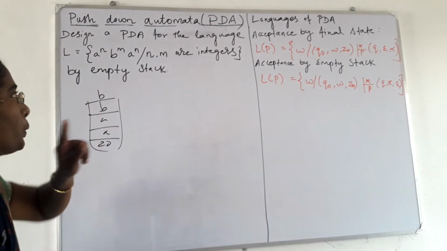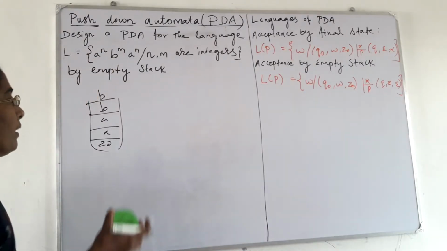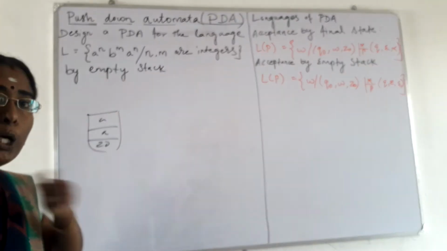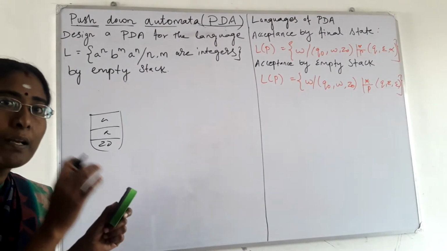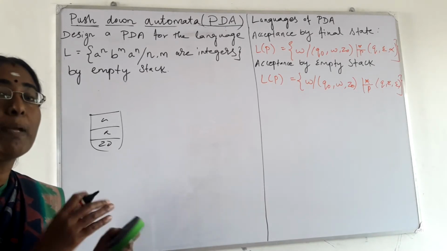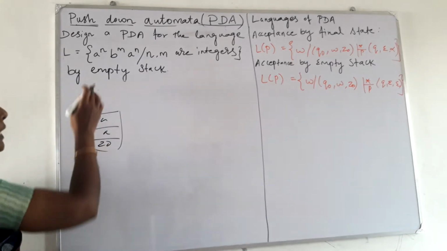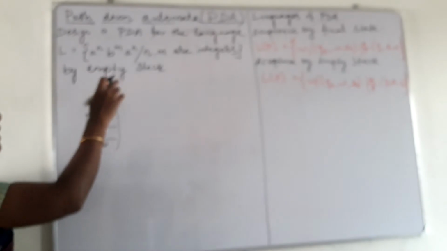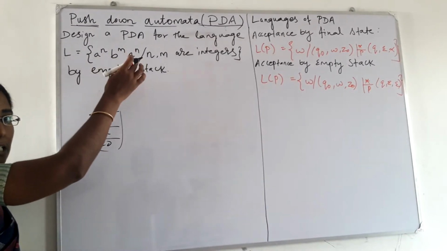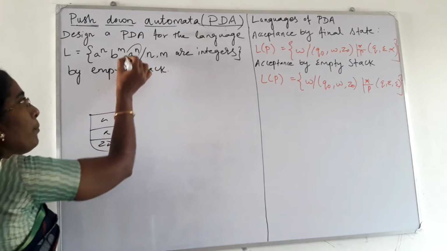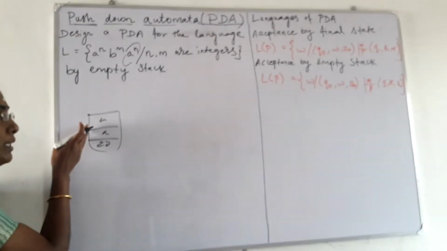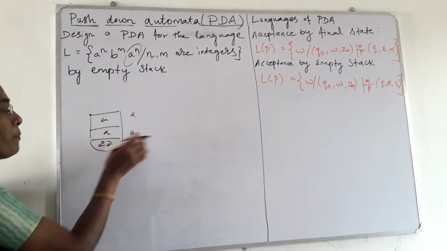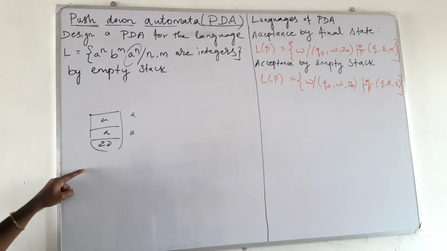But here we should not push the b's onto the stack. First we push a onto the stack. While reading b, we should not push b onto the stack. We just read and change the state. After pushing n number of a's onto the stack, just read b and change the state. After reading the symbol b, again you read the symbol a. While reading the last n number of a's, each should be compared with the top of the stack, and if it matches, it is popped out. At last, the stack will be empty.